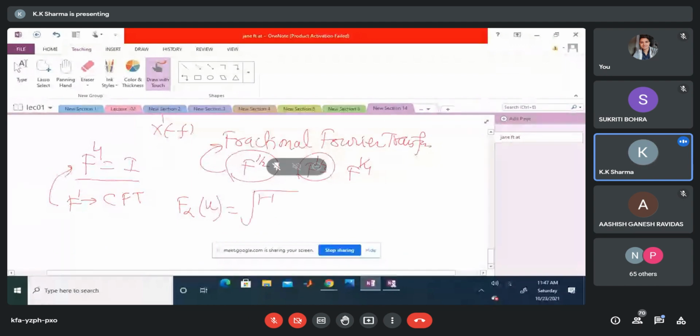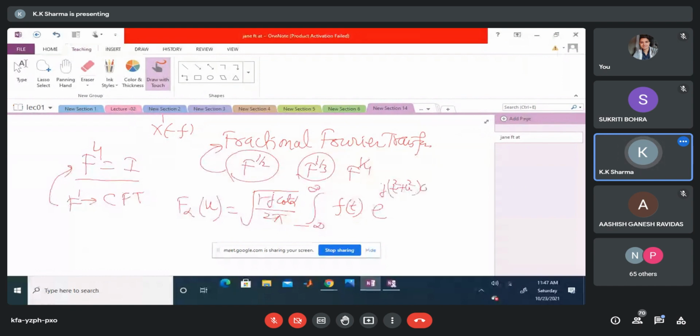The square root of (1 minus j cot alpha) upon 2 pi, times the integral of f of t, e to the power j (t square plus u square) cot alpha by 2 minus j t u cosec alpha, dt. This is the fractional Fourier transform.